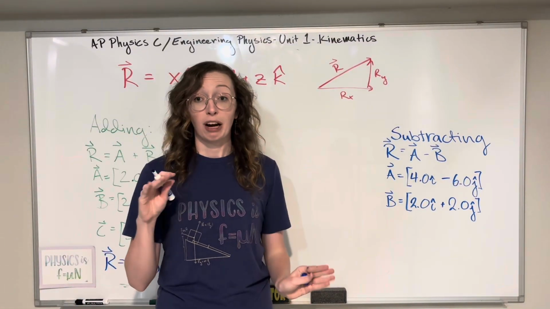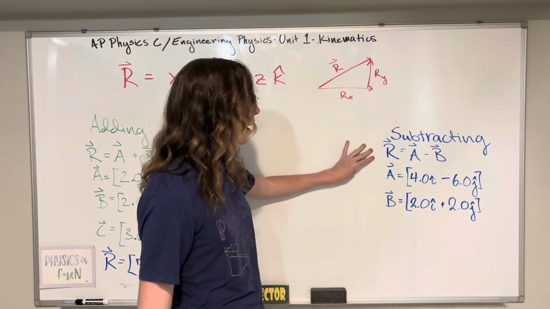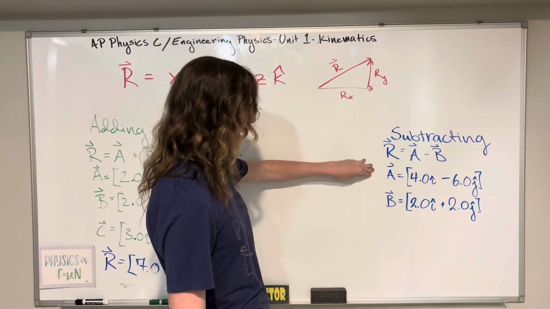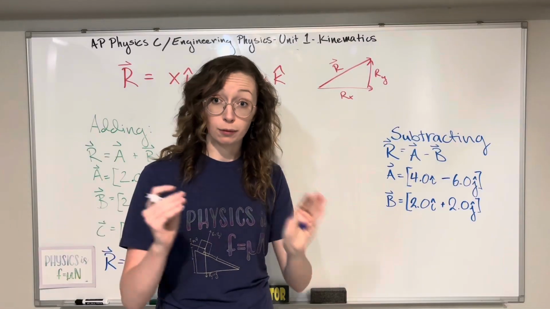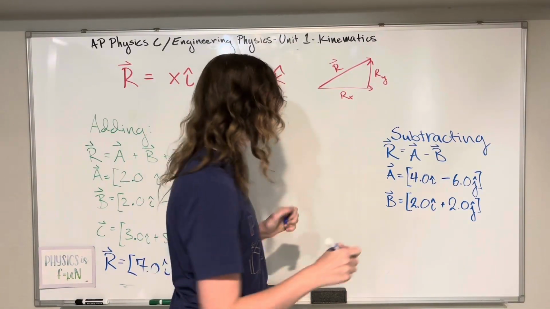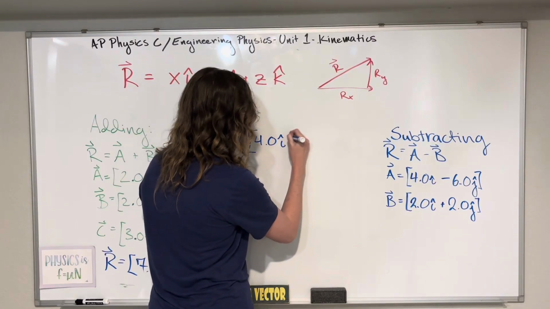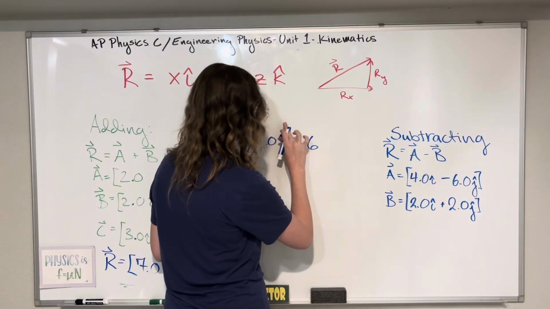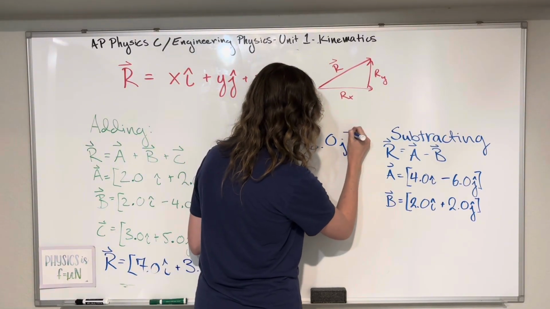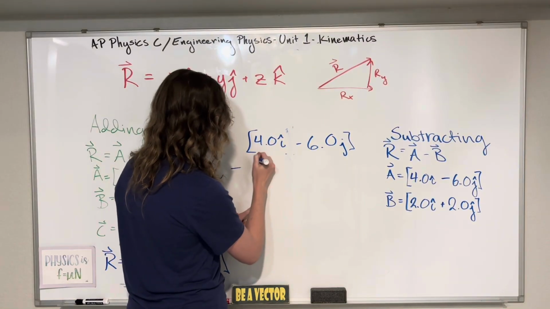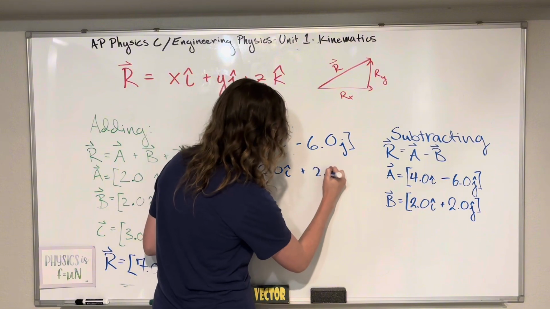Subtracting is similarly straightforward. You just have to be careful not to drop those pesky negative signs. So if I'm subtracting vector b from vector a, so a minus b, then all I do is subtract my x's from x's and y's from y's, being sure not to drop that second negative sign. So what I mean by that is this. I have 4.0 i hat minus 6.0 j hat as my first vector, and then I'm subtracting 2.0 i hat plus 2.0 j hat.